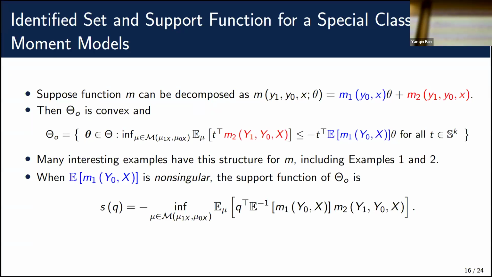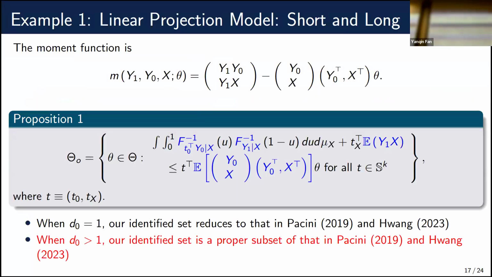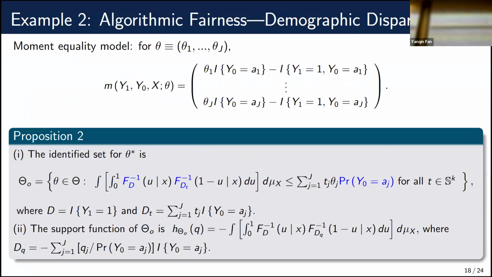Then we can easily find the support function of theta star, and it's given by, again, you look at this, a variation of optimal transport cost. Okay? Now then, let's apply this result to the QQ measure. In the interest of time, I'm going to skip the linear projection model. If there's time, I'll show you some beautiful pictures at the end. But let's move on. I think this is more interesting.